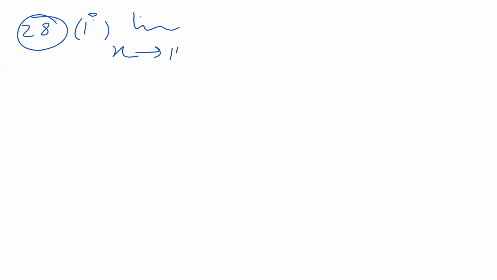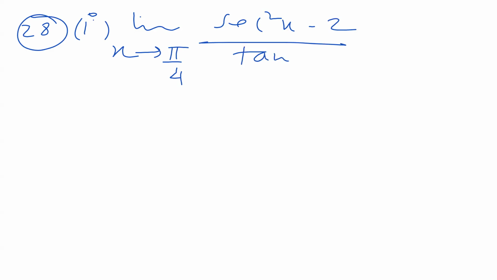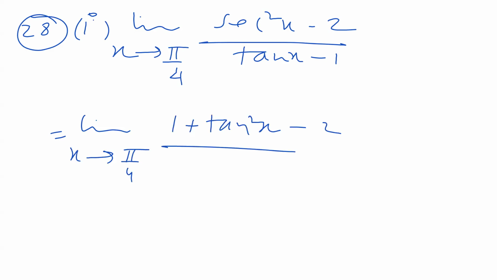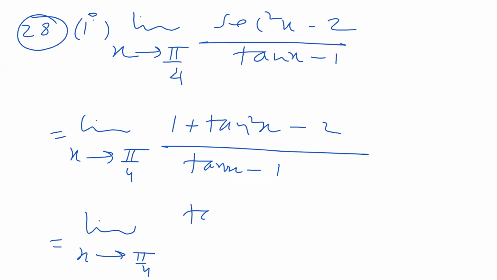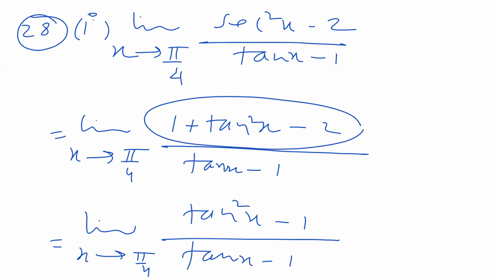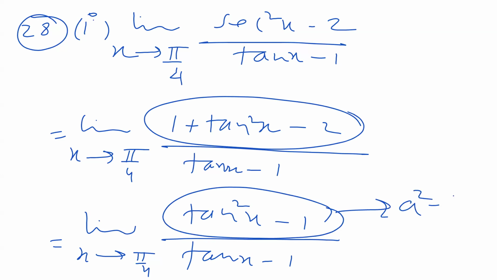Limit x approaching pi by 4. Now see, it's not approaching 0. It's approaching pi by 4. Okay. Now sec square x is 1 plus tan square x. Okay. Fundamental identity. Limit x approaching pi by 4, so (tan square x minus 1) upon (tan x minus 1). Okay, 1 minus 2 is minus 1. So this tan square x minus 1 is a square minus b square, (a minus b) into (a plus b).